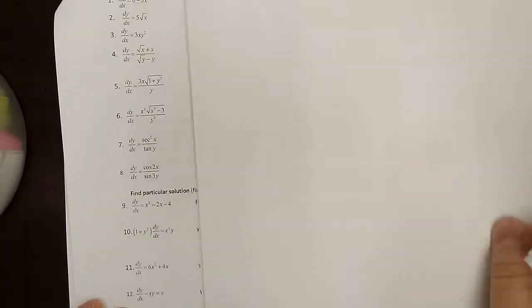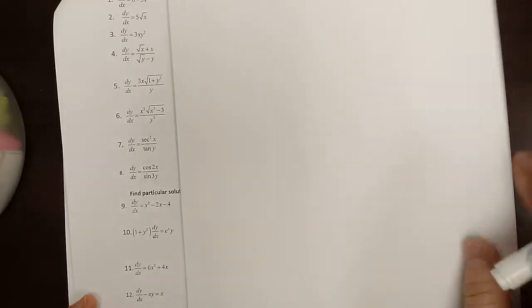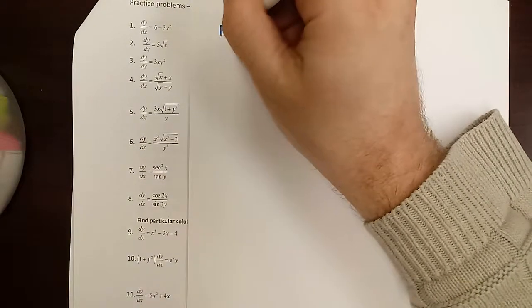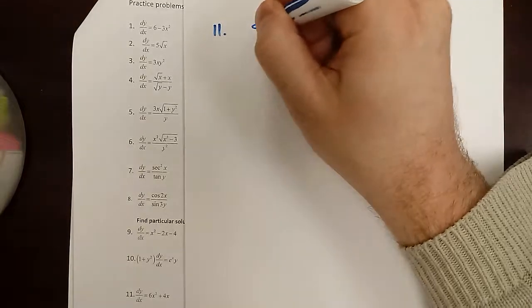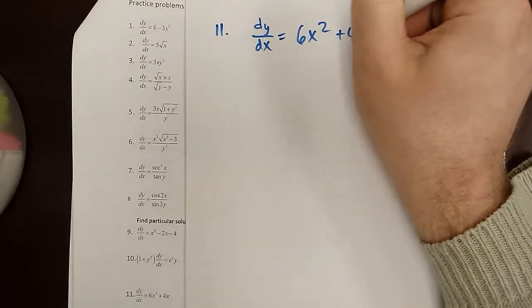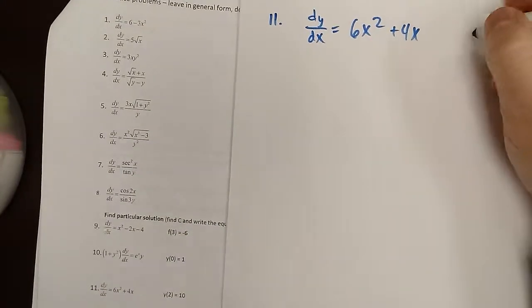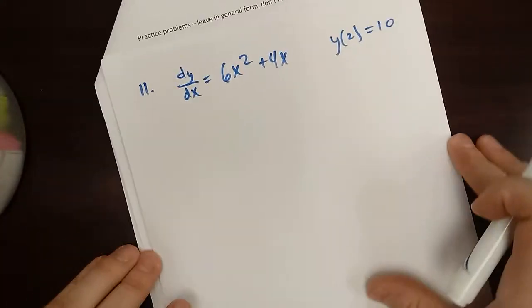Oh, thank heaven. What? I'm scared. I'm scared because 11 looks like it's easier than number 10, and I feel like that's wrong.